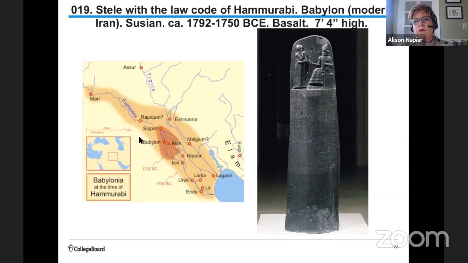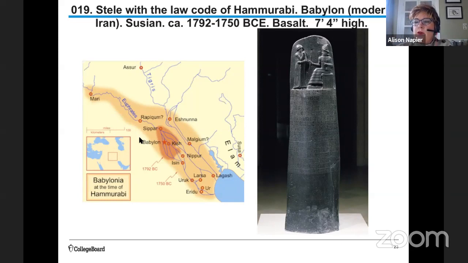Everybody wants that very rich soil between the 2 rivers of the Tigris and Euphrates, and there's not a lot of geographic barriers to prevent invasion. So there's no mountain range blocking off expansion and overthrow in the region.